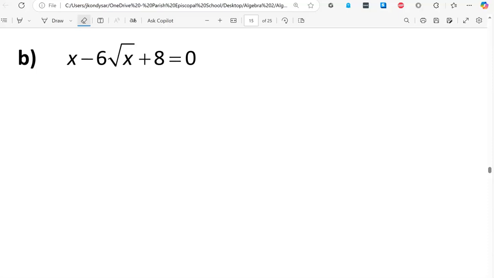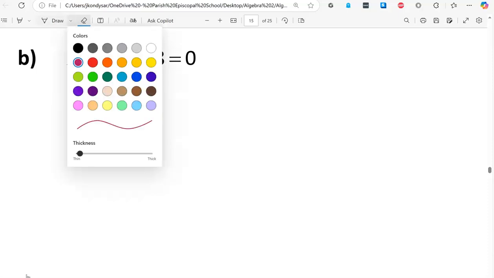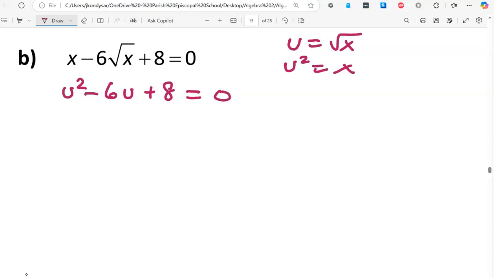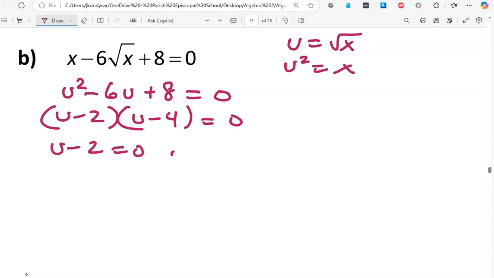x minus 6 times the square root of x plus 8 is equal to 0. This one can be solved similarly by letting u equal the square root of x and u squared is equal to x. And when we replace these, we get u squared minus 6u plus 8 is equal to 0. This can also be solved by factoring. u minus 2 times u minus 4 is equal to 0, so u minus 2 equals 0, or u minus 4 is equal to 0. So u is equal to 2, or u is equal to 4.